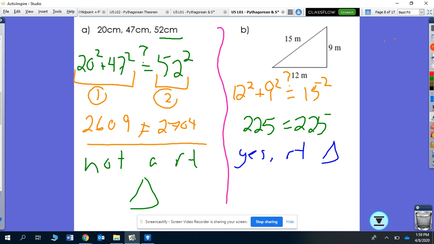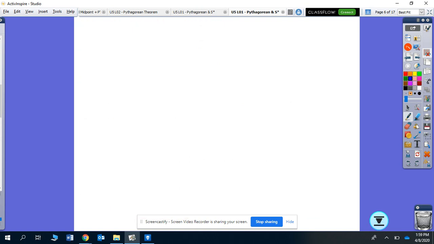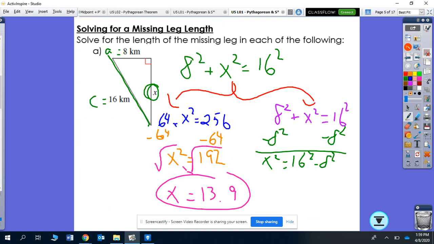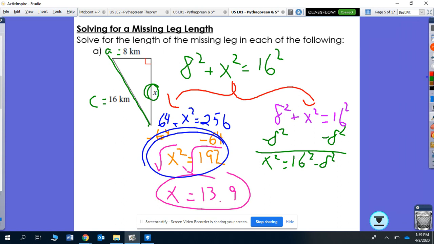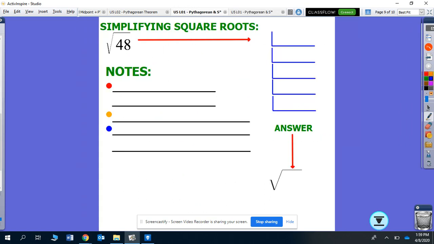You're going to practice some more Pythagorean theorem tomorrow. But in order to do some more work within the Pythagorean theorem, we need to teach you how to simplify a radical. And back here, you'll notice that we just plugged that square root of 192 into the calculator and got 13.9. But that was an approximate answer, not an exact answer. So one of the skills that we need to develop is how to simplify square roots.